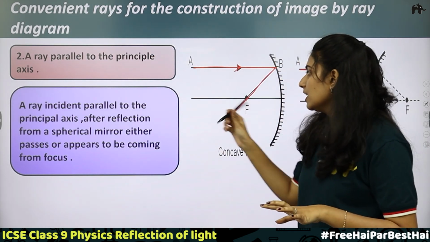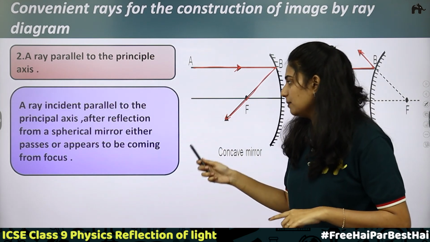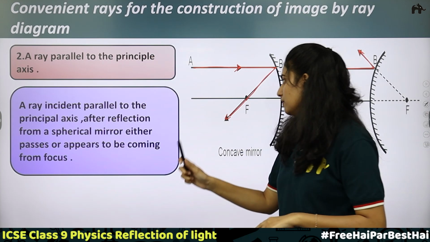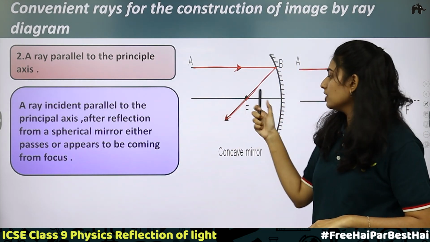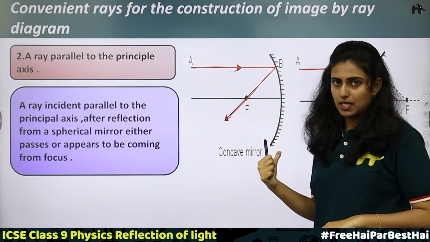So, a ray incident parallel to the principal axis after reflection from a spherical mirror either passes or appears to be coming from the focus. So, here it passes through the focus in a concave mirror and appears to come from the focus in the case of a convex mirror.